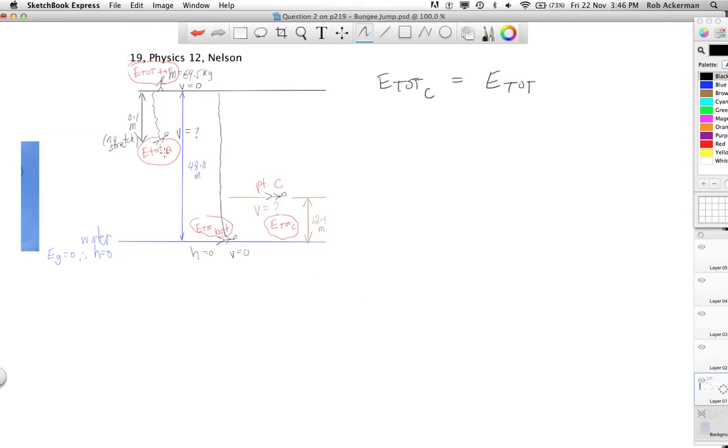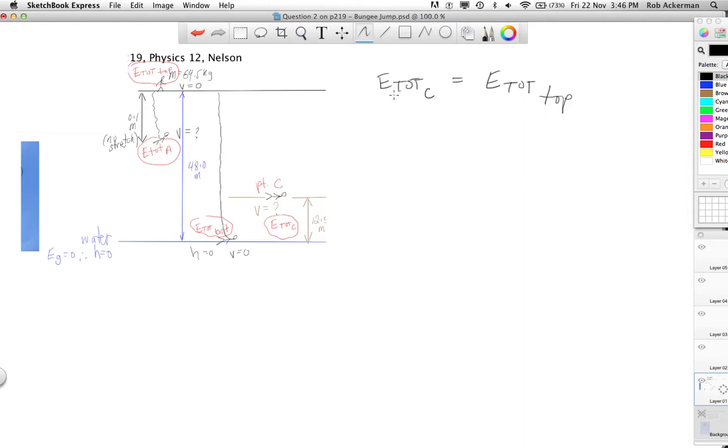For example, at this point here, we don't know the speed, so this might not be the best point to choose. At the top here, we do know the speed. We also know that the cord is not stretched. We also know that this guy is 48 meters above the ground. So let's start there.